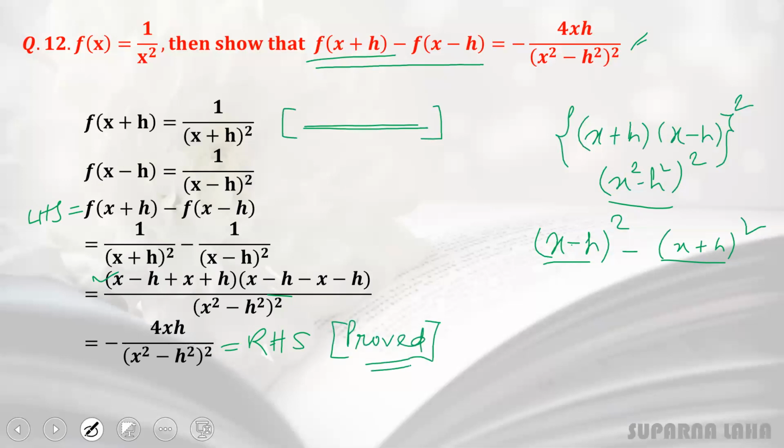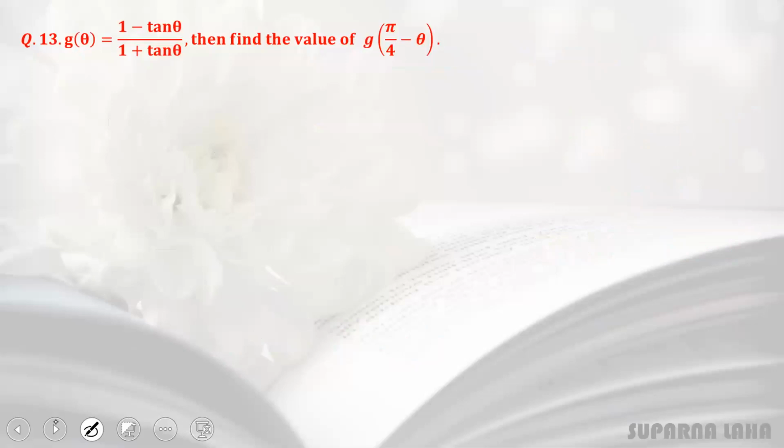So finding functional value or establishing the relation between different functional values is very easy. You just need to put the value and simplify it. So moving to the next problem. G of theta is equal to 1 minus tan theta by 1 plus tan theta. Then you need to find the value of G of pi by 4 minus theta.